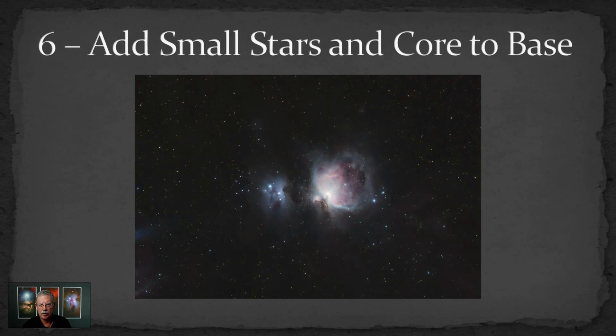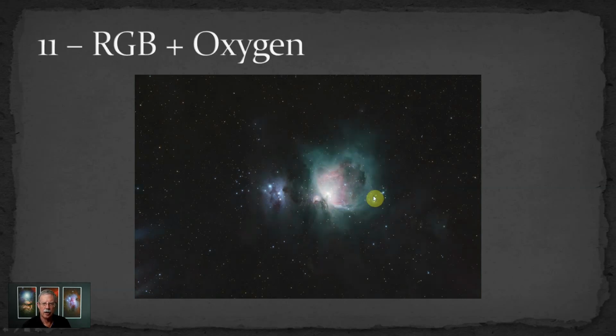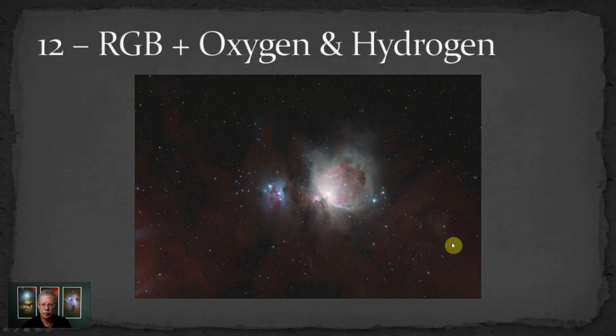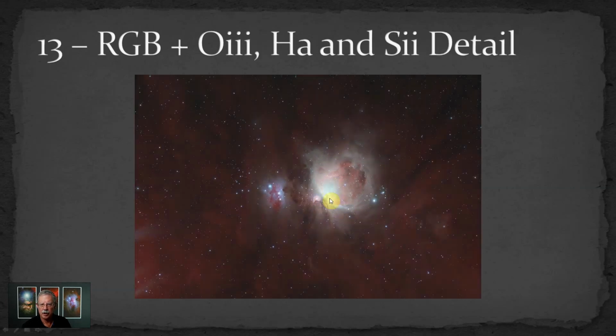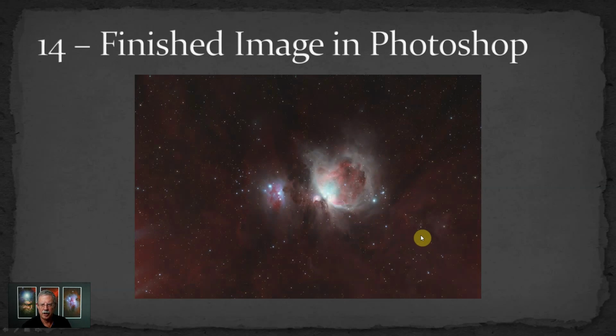And then lastly, we'll go back to the original RGB image, and we'll start bringing in some of the narrowband goodness, in particular the oxygen around this collar area, and then we'll also bring in some of the hydrogen in the background. We'll use a little bit of the sulfur data to add more detail to the core, and finish up with some final edits in Photoshop.